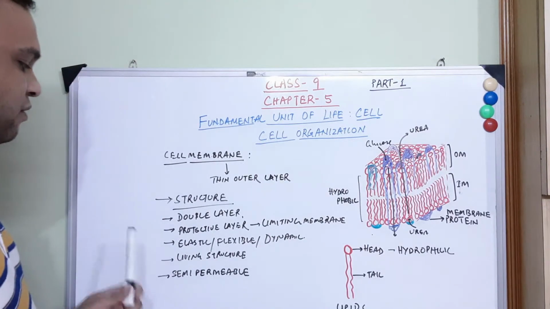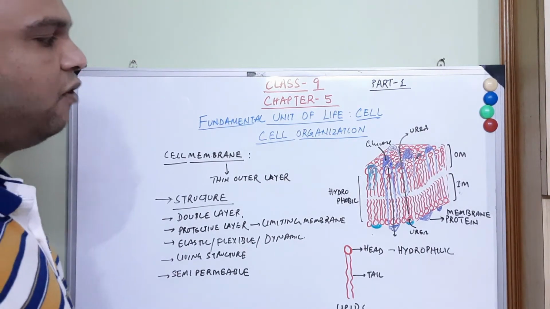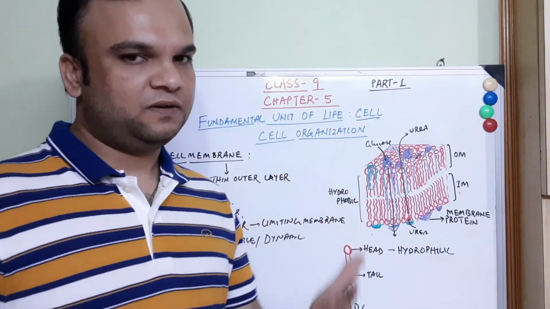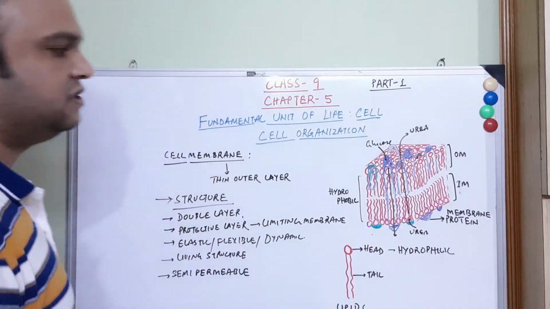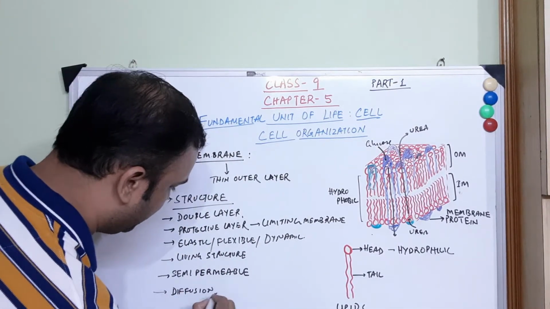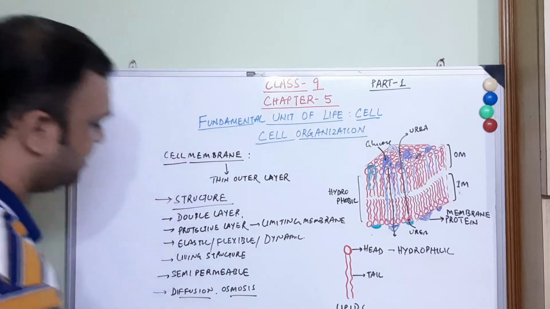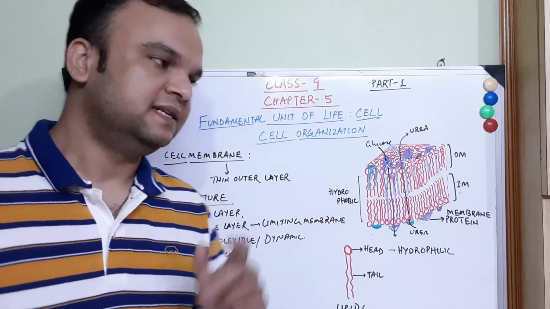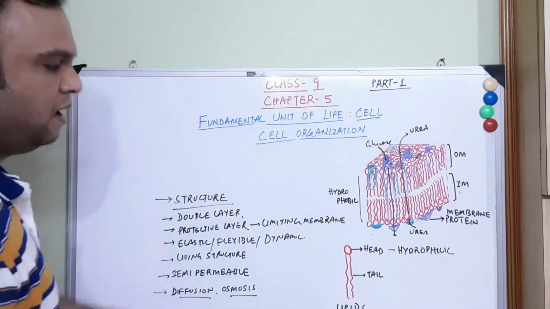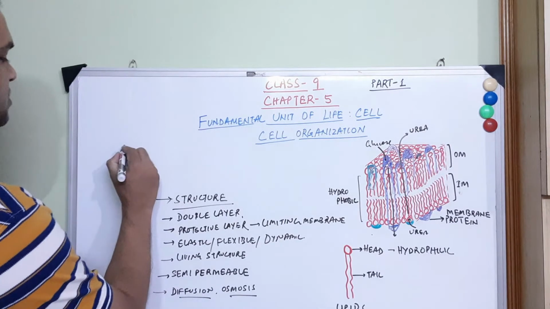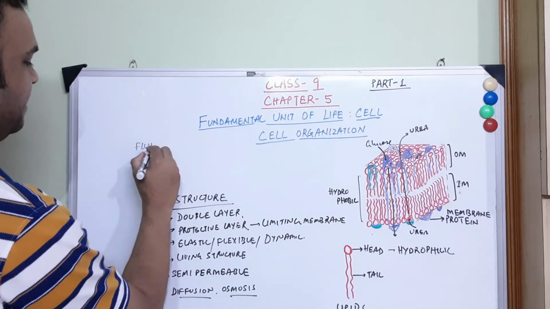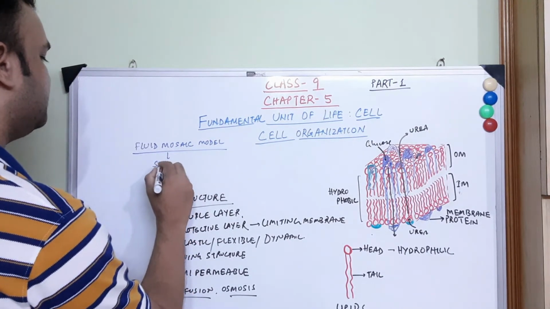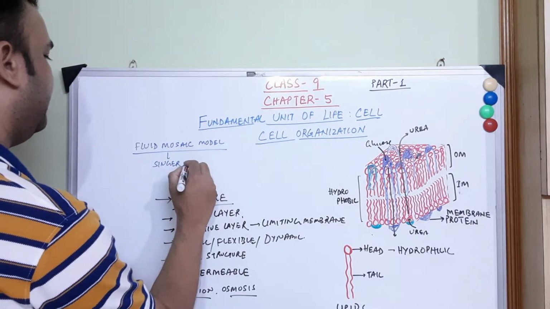Then, I told you, it is highly elastic, flexible and dynamic. So water can easily pass into it, gases can easily pass into it, and the process of exchange of substances takes place through two methods: diffusion and osmosis, right? So diffusion and osmosis are the two methods by which the substances move in and out of the cell. I hope this is clear to you till now. This particular model of the cell membrane is called the fluid mosaic model, and this fluid mosaic model was proposed by Singer and Nicholson.